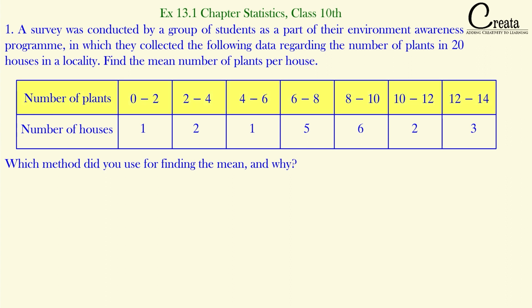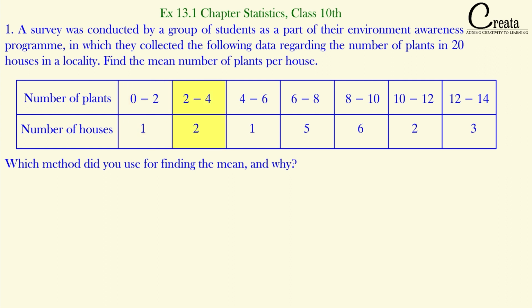If you observe on the top side, it is given number of plants. On the second row, it is given number of houses. Like 0 to 2, 1. It means only one house is having the number of plants in the range of 0 to 2. It means that house, that is only a single house, is having either no plant, one plant or two plants. We do not know. The range is given from 0 to 2.